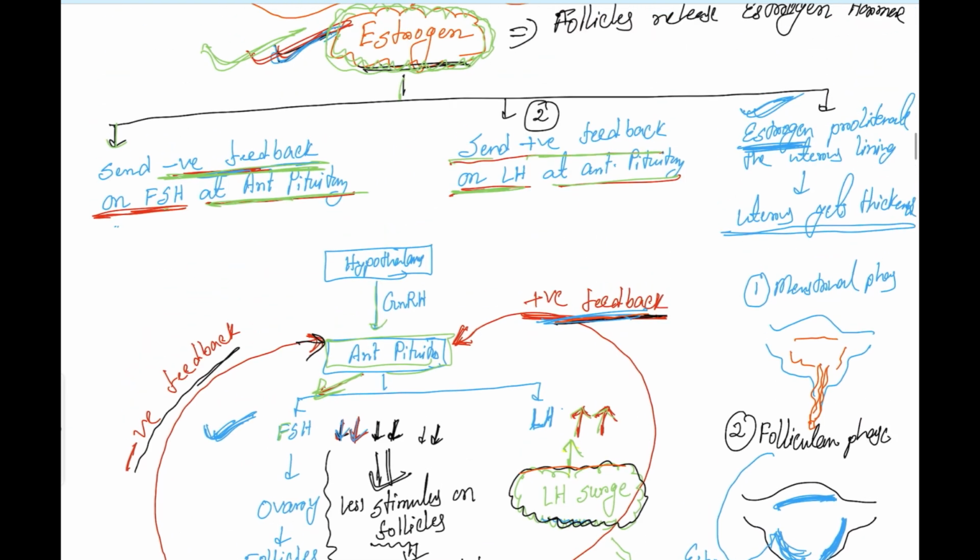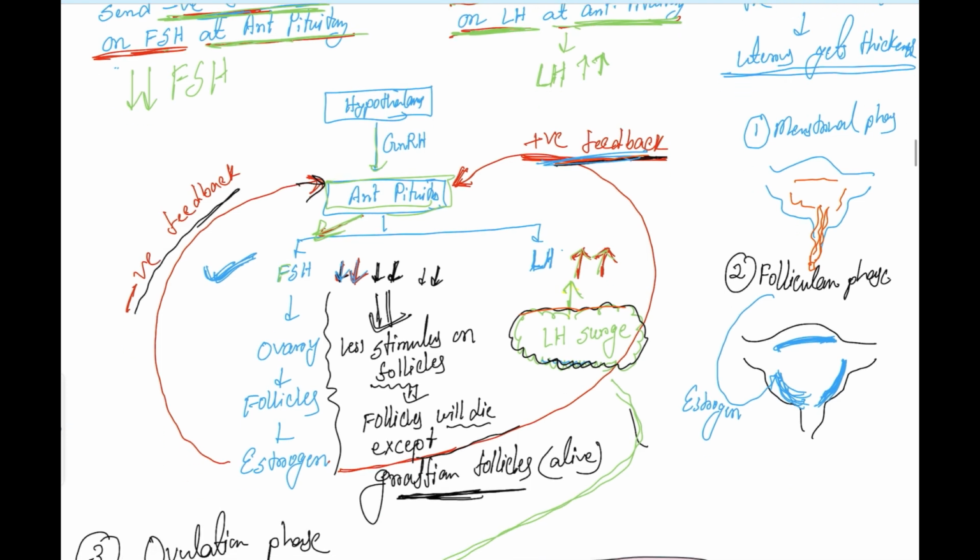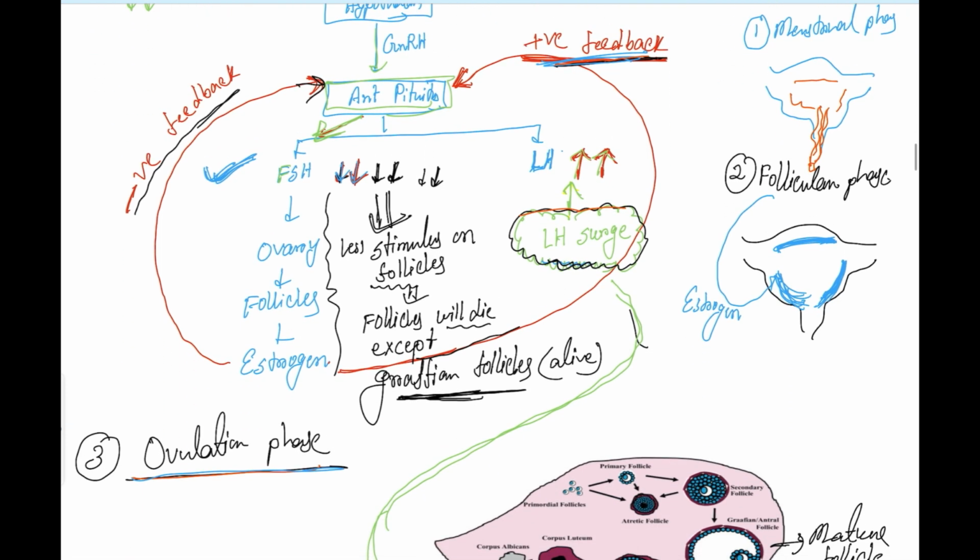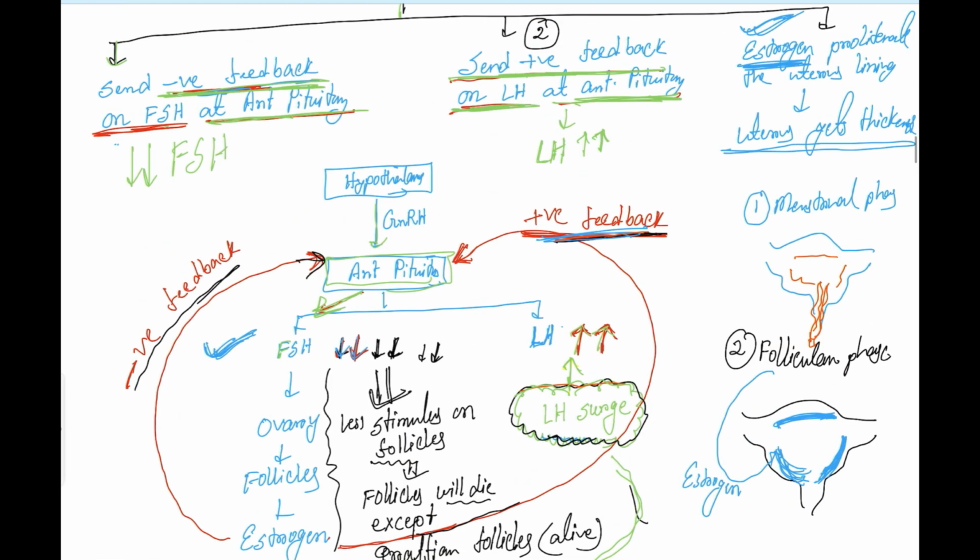Now the second function is that estrogen sends positive feedback to the anterior pituitary, for LH hormone. As a result, LH will increase. So negative feedback on FSH, as a result FSH will decrease. Positive feedback on LH, as a result LH will increase. As a result an LH surge will occur. This LH surge is important at the ovulation phase, so it will come in a later phase.